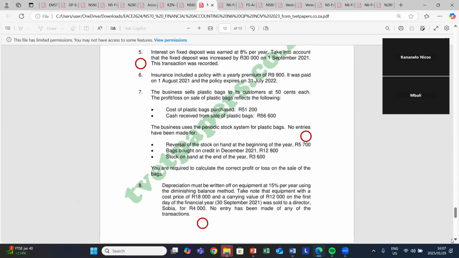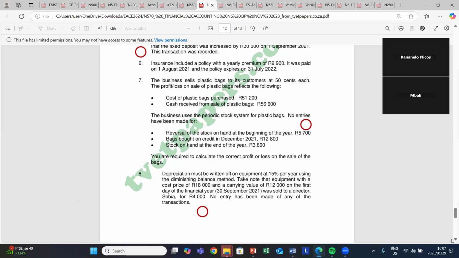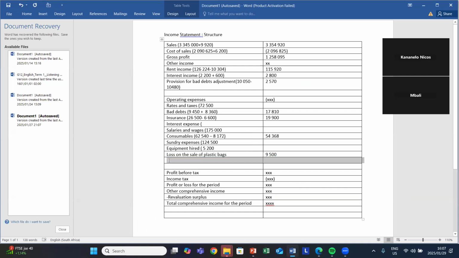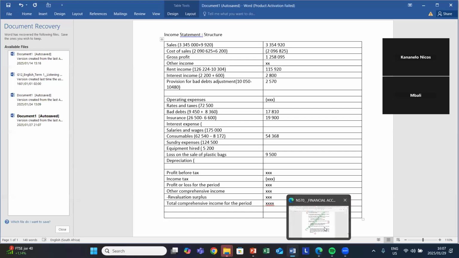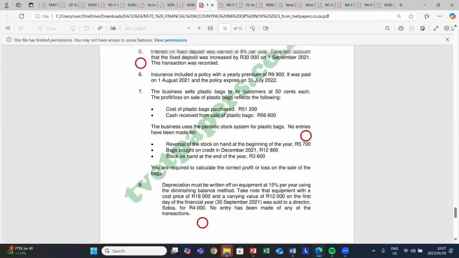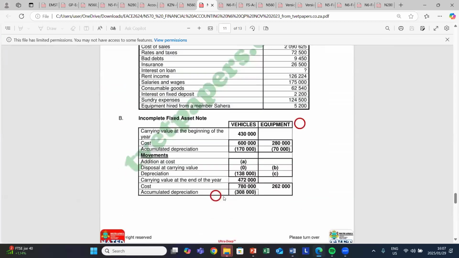And then depreciation. For depreciation, let's write depreciation. Remember the method of calculating depreciation? That one that is long and boring. I know, that's what you normally say. No, man, this one is boring, but at the end of the day, it will give you correct figures.